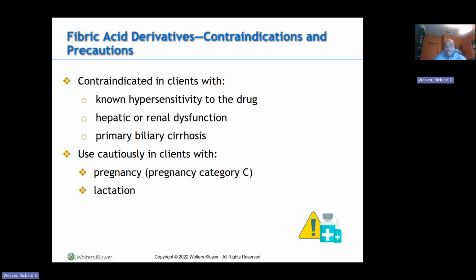Now, the fibric acid derivatives are contraindicated in patients with a hypersensitivity to the drug, but also those with significant hepatic and renal dysfunction, as well as those with primary biliary cirrhosis, because these drugs may lead to an increase in elevated cholesterol. So you don't want to give it in those patients. And of course, those who are lactating and pregnant women, we want to use the drug with caution.